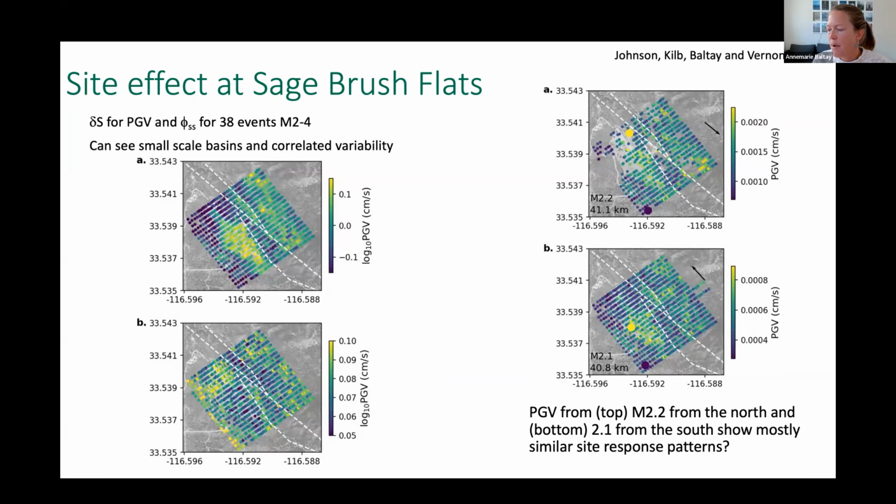And obviously you wouldn't be able to see this if you didn't have this density of stations. And then the bottom plot on the left is showing, I think it should be VS30, the variability of those site response. And you can see again that there is spatial correlation, even on this really small length scale. And again, you just wouldn't be able to see that without this dense network. The right is similar, just showing the site response from 2 specific earthquakes, one coming from the north on the top and one coming from the south on the bottom. And again, you can see kind of similar patterns where we're able to highlight the basins there.